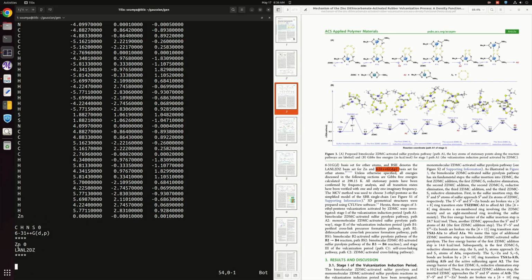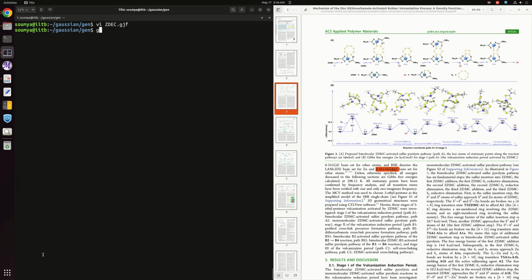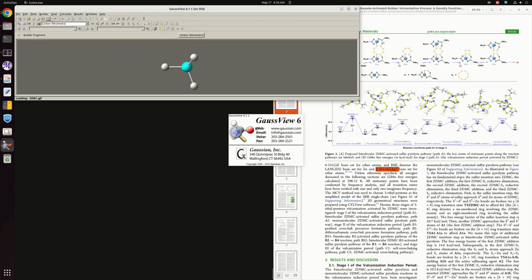This is the typical format of writing both basis sets in Gaussian. First you write all these elements, then the 0 symbol, then the basis set, then four stars, then ZN, then 0, then the GEN basis set, then four stars. After this you can provide two blank lines, or if you don't, it will not return any error. I am simply going to open this so that it will be easier to visualize.